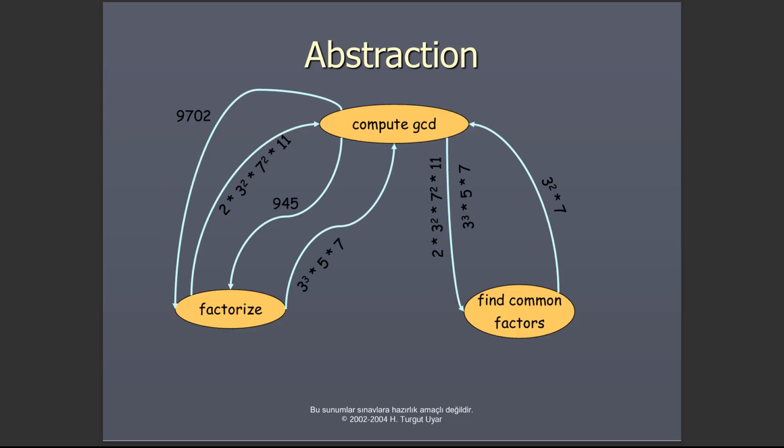Next, the final page is a flowchart showing how our GCD program works. We start with our two numbers, 9,702 and 945. The process has three main parts shown in the boxes. First, we factorize the numbers, then we find the common factors, and finally, we compute the GCD. This diagram shows us the main steps without getting into all the small details. That's another great example of abstraction. Each box in the flowchart will be its own process.